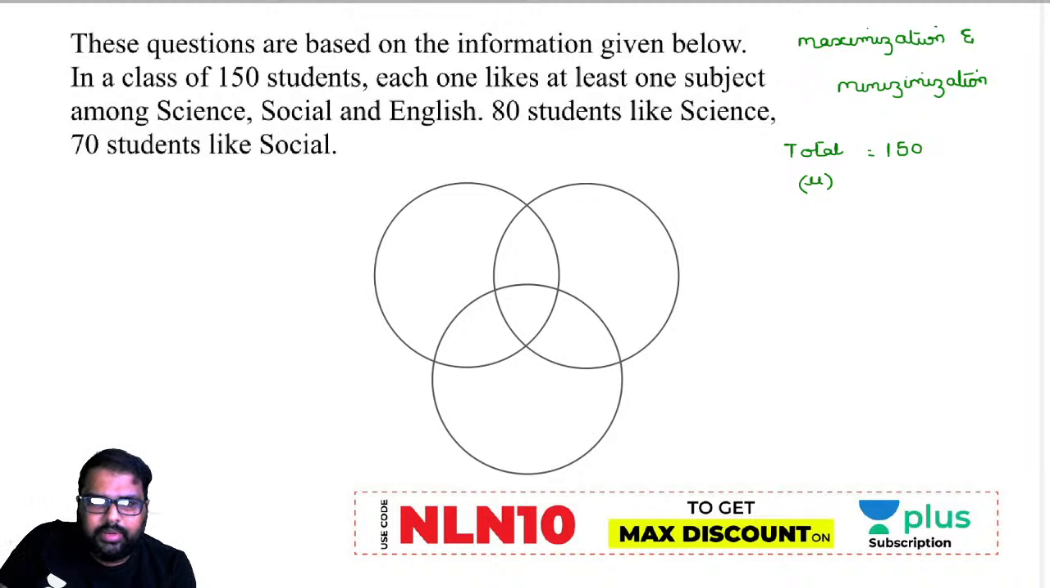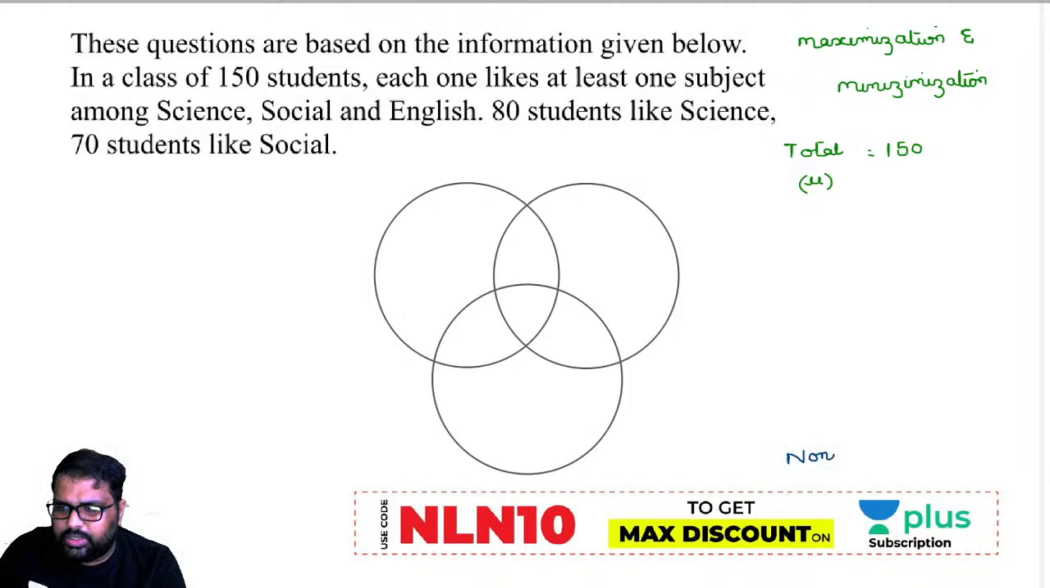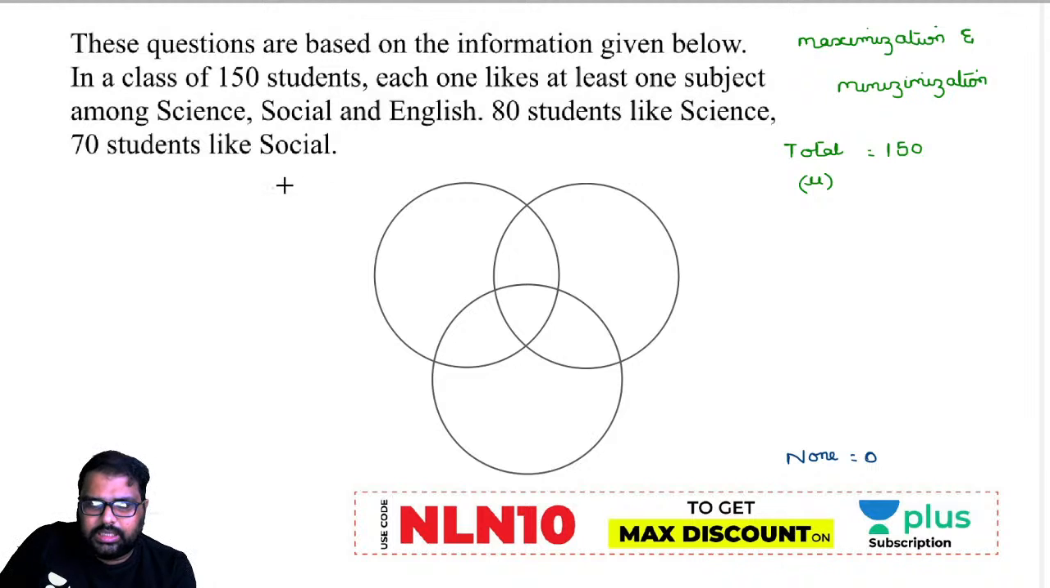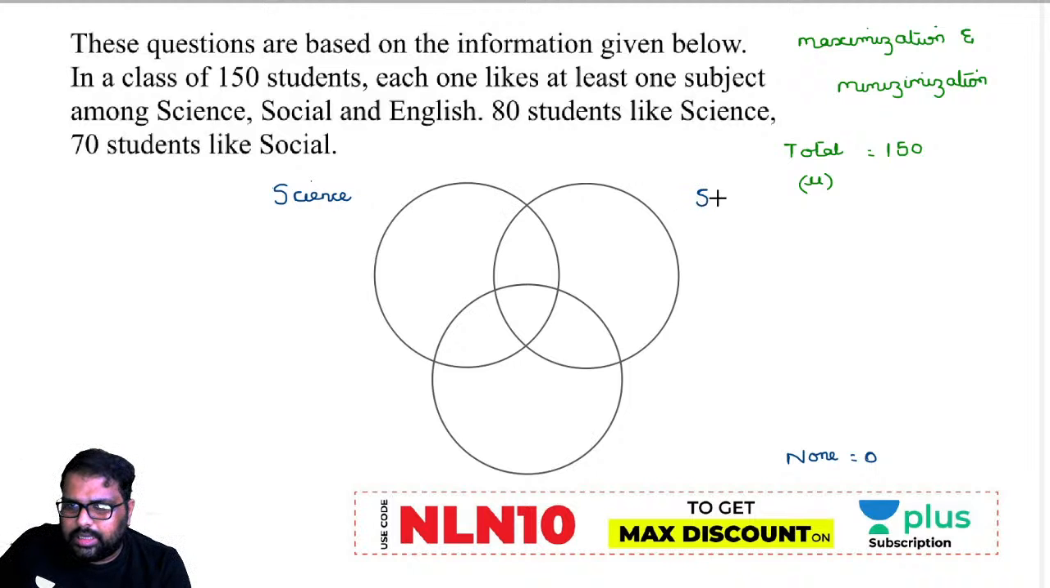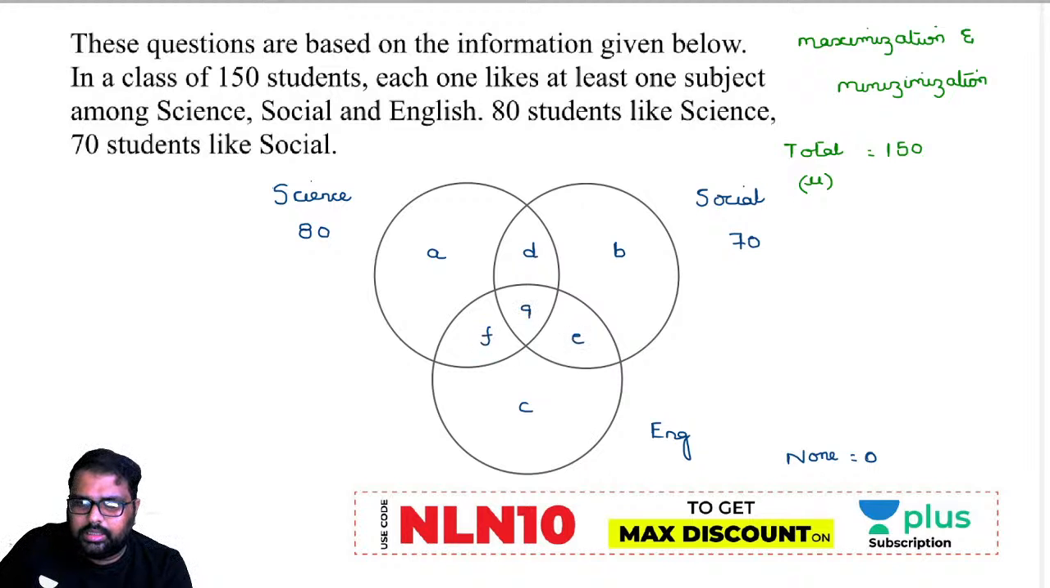So what are the variables there? Each one likes at least one subject, which means your none value is equal to 0. Am I right or wrong? So how many subjects are there? 3 subjects are there: science, social and English. Am I right? Yes. Now look here, 80 students like science, it seems. So the total circle of science value is 80. 70 students like social. The total circle value of social is 70. Now I'll write down the alphabets also, variable values A, B, C, D, E, F and G. And this is none.